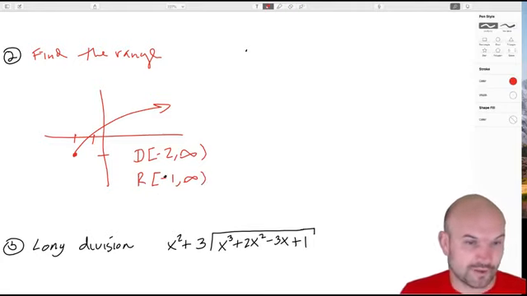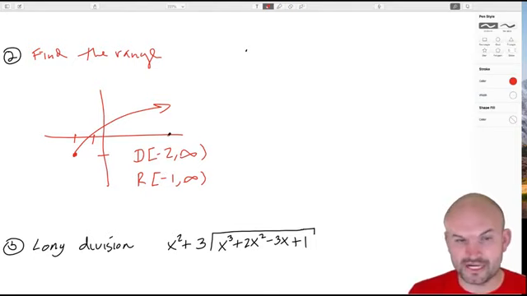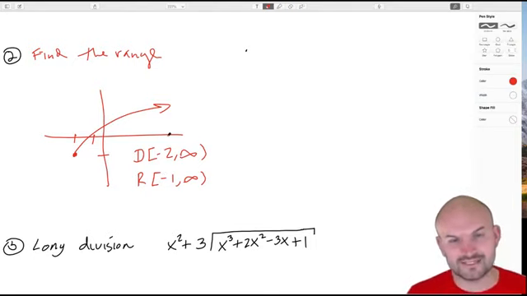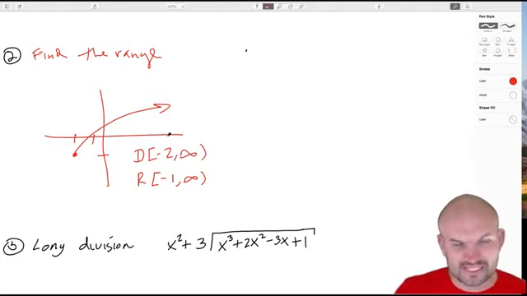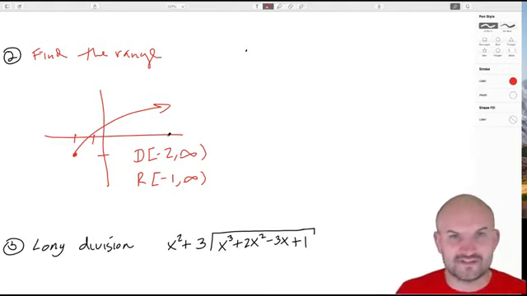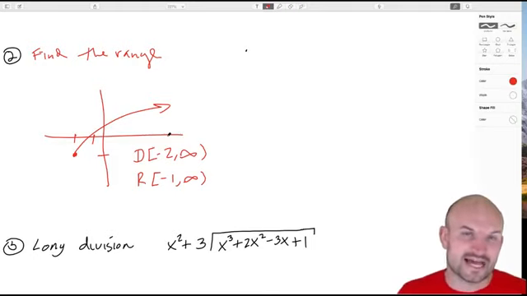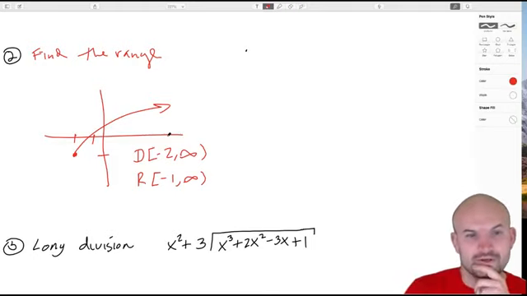Now that's for the graphical approach. That's basically what you ask yourself when you're looking at a graph. We can get a little bit more detailed for different types of functions. But for this case, we can just say, how far left, how far right for the domain, how far down, how far up for the range.